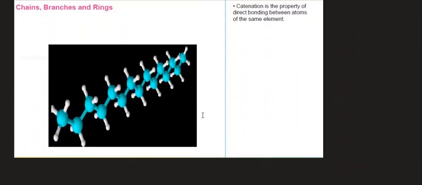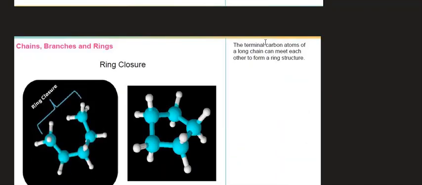So such catenation, chain forming tendency, is very popular in carbon. So what is catenation? It is a property of a direct bonding between atoms of the same element. Now let us talk about once it forms as a chain, it can also sometimes form branches.